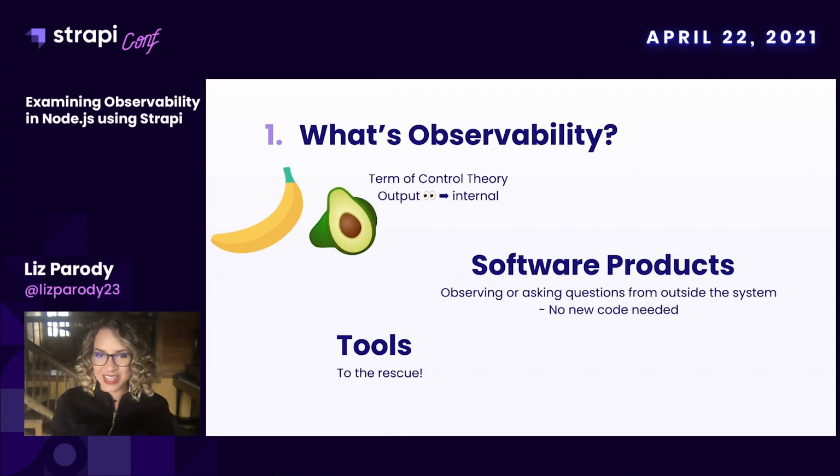Let's begin by understanding what is observability. Observability is a term from control theory. A simple definition could be: a measure of how well internal states of a system can be inferred by the knowledge of its external outputs. In other words, we see the results or the output, and we can know what's happening inside.